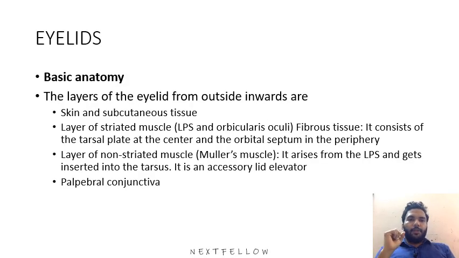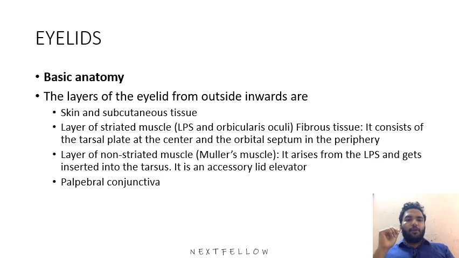So coming to eyelids, the basic anatomy, the layers of the eyelid from outside inwards are skin, subcutaneous tissue. Then there is a layer of striated muscle, LPS, Levator palpebrae superioris and Orbicularis oculi. Then there is a fibrous tissue. It consists of the tarsal plate at the center and the orbital septum in the periphery. So that's an important landmark. You should know about this orbital septum.